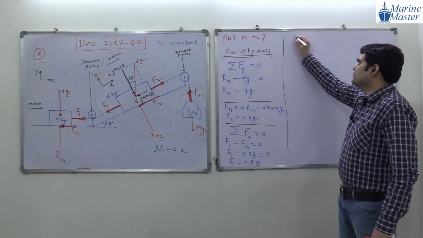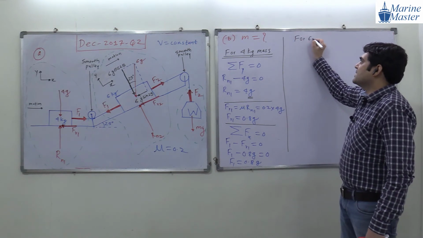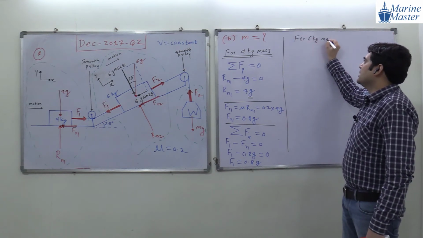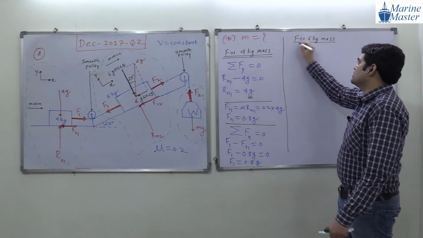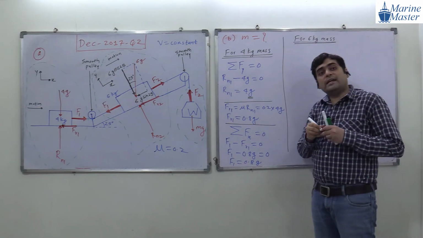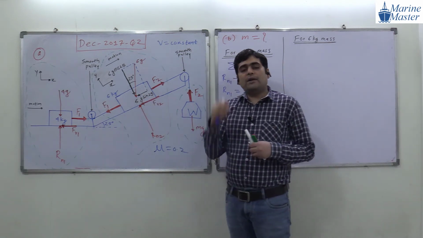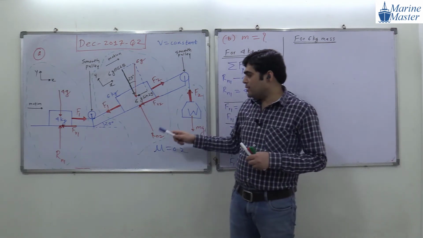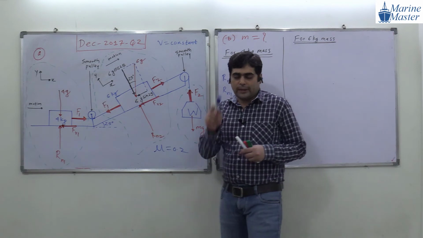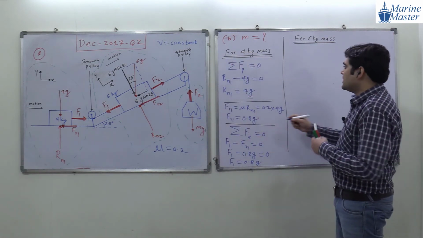So we will start with what? For the 6 kg mass, here what will we start? Summation of forces in what? As usual, y direction here we will take first. Okay. Because we need, first of all, Rn2. And why do we need Rn2 first? Because by using Rn2 we will get FR2. Okay. So we will start our discussion.